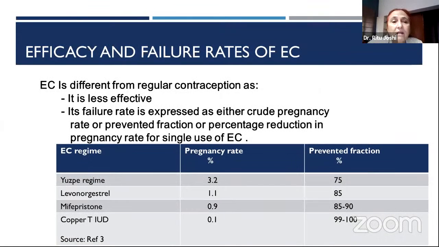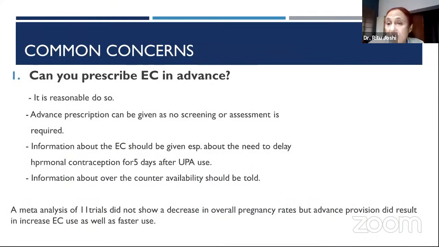The efficacy and failure rates of the ECs are here. We find that with the UPA method, the pregnancy rate... the copper T prevents it almost 99 to 100%, which is very good. And the common concerns of the people who use the EC, we should explain to them also.